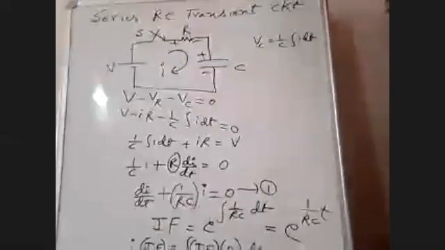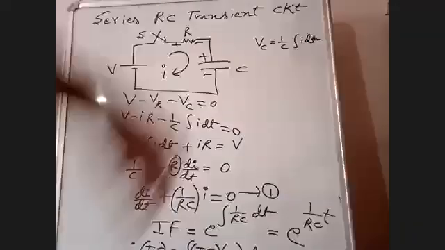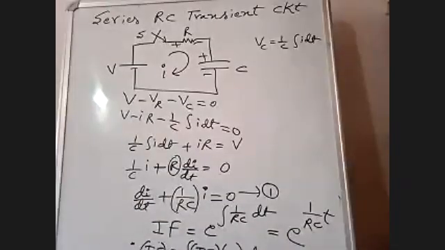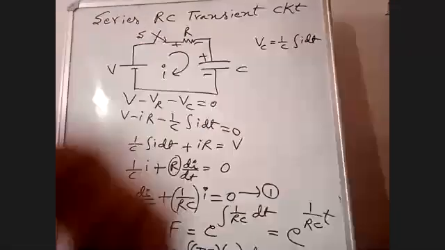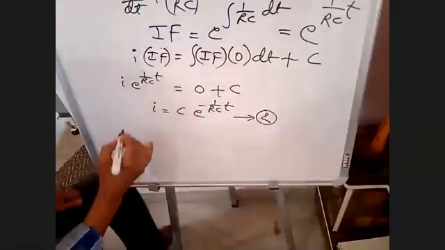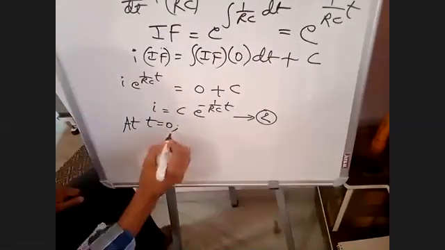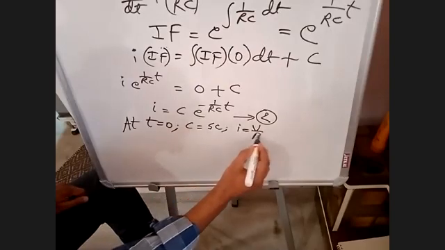At T is equal to 0, the capacitor will act as a short circuit. If the capacitor is short circuited, what is the current? V by R. Because it is short circuited, I is equal to V by R. That is the initial condition.